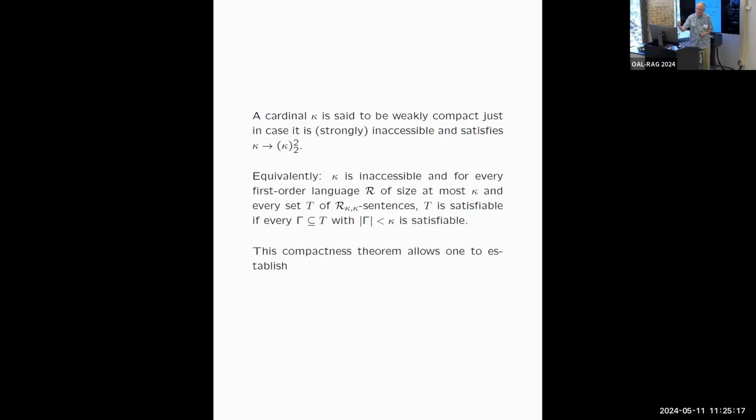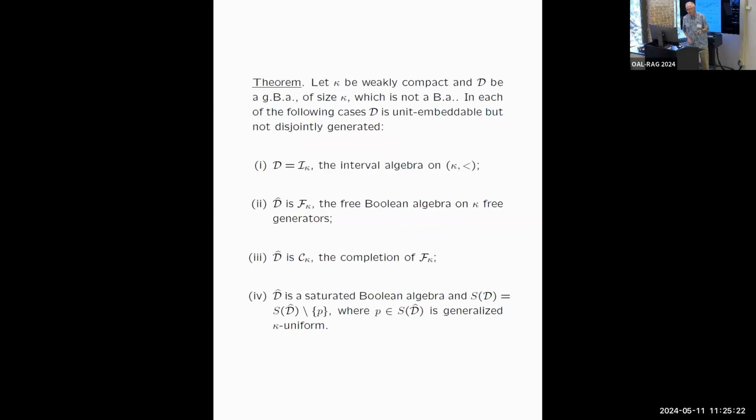So if kappa is weakly compact and you have a generalized Boolean algebra of size kappa, which is not a Boolean algebra, then in certain cases this generalized Boolean algebra is unit embeddable but not disjointly generated. And these are only some of the cases. I have other examples too. But for example, the interval algebra of kappa. That's an example. Or the free algebra: if the Boolean algebra associated with D is the free Boolean algebra on kappa generators. Or if the Boolean algebra associated with D is the completion of that previous one.